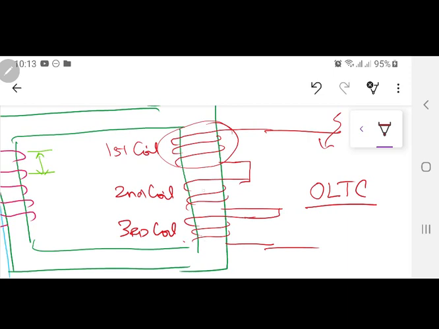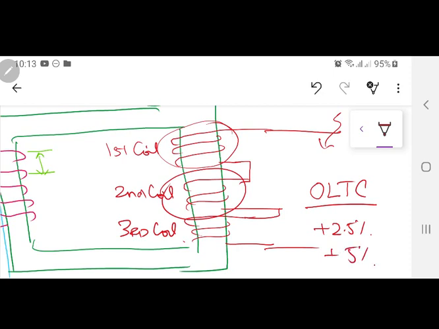Whenever you are talking about taps, they are always provided on the high voltage side, and those taps are going to be in the center of the winding. This is very important. For example, you had these 3 coils, and you had to bring out 2 taps. One tap was supposedly plus 2.5%, the other tap was 5%, 2.5 and 5.